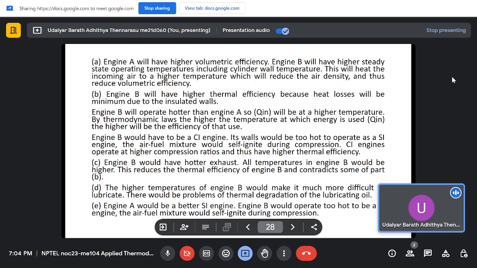The next question is which will be better for SI engine? As I previously told, engine B is better as a compression ignition engine because during compression you have higher pressure and higher temperature in B. That is suited for a compression ignition engine, which is not suitable for spark ignition because it will create knocking and other stuff. It will self-ignite, so you don't want that. So you cannot operate engine B as spark ignition. Engine A would be a better option for spark ignition engine.